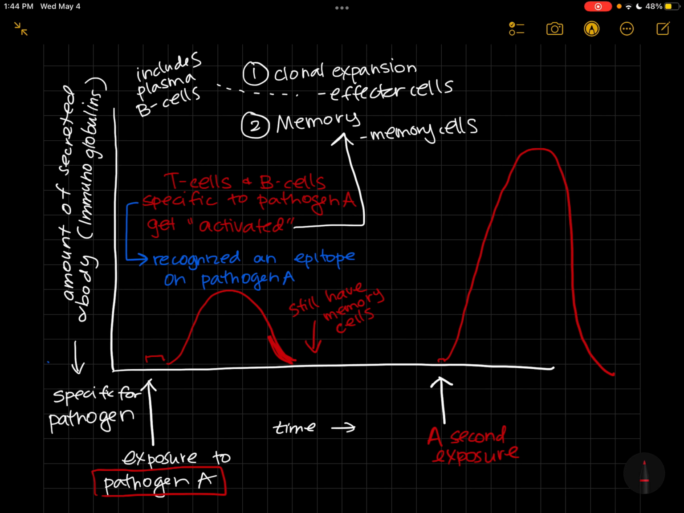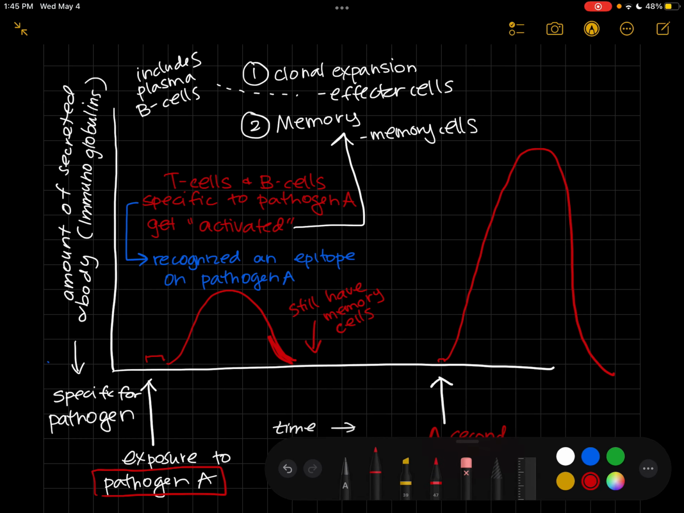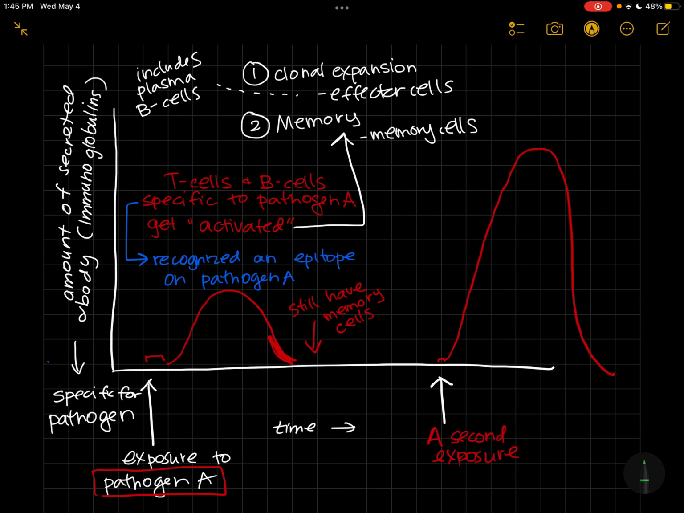Now, just to see whether this is just because our immune system in general is activated, or if this is a specific response, we can also look at another pathogen. So what if this is our first exposure to pathogen B? Well, let's look at antigens specific to pathogen B. And what we see is we see almost the exact same response that we got on pathogen A's first exposure.